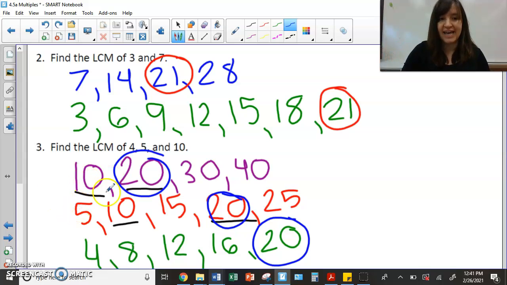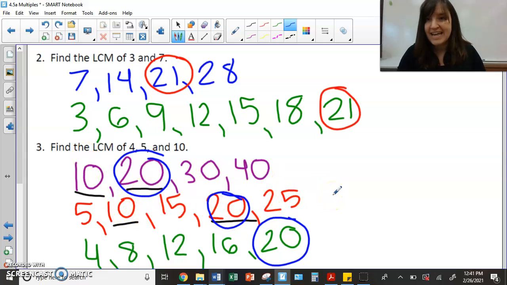Even though 5 and 10 share numbers like 10, 20, and even 30, if I keep going, that one is not in common with the 4. So even though 10 is less than 20, that's not a common multiple of all three numbers. It has to be a common multiple of all three. And the smallest one they all have in common is 20. Okay, so that is how you list out multiples. That is how you find your least common multiple of 2 or 3 or more numbers.